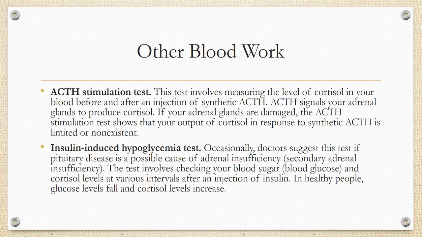Other blood work. They will possibly do an ACTH stimulation test. The test involves measuring the level of cortisol in your blood before and after an injection of synthetic ACTH. ACTH signals your adrenal glands to produce cortisol, and if your adrenal glands are damaged, the ACTH stimulation test shows that your output of cortisol in response to synthetic ACTH is limited or non-existent.